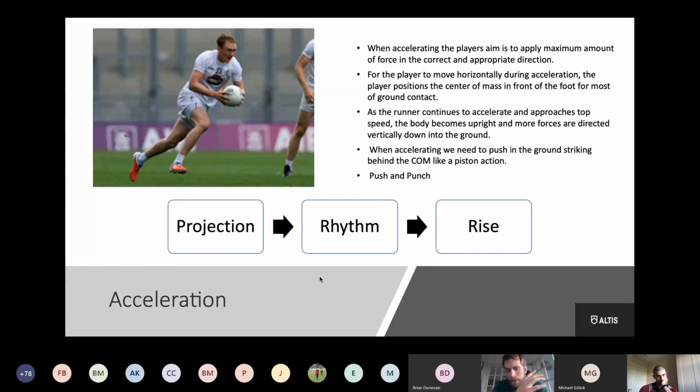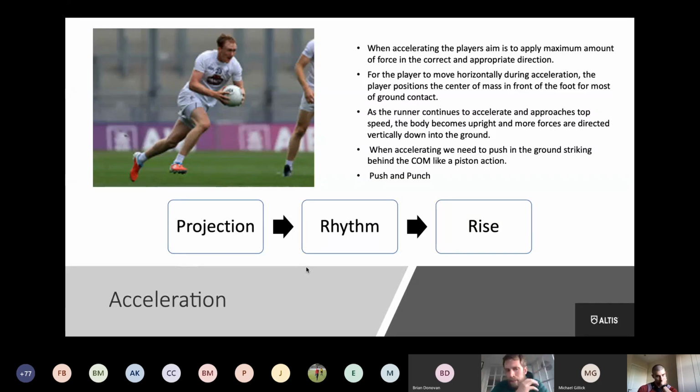Okay, projection out of the blocks for a sprinter, or in Paul's picture here, you're trying to project yourself forward away from the defender or the attacker. Okay, then you've got your rhythm, so you're transitioning, you're rising, and getting into your sequence of foot contacts. Then you're rising gradually and getting taller and taller as you go down the pitch or down the track. Okay, so when coaching it, you're looking for that projection forward.